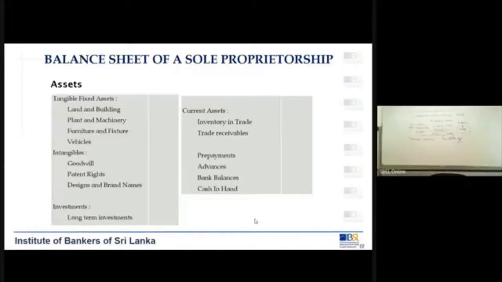The first item we have is called the tangible fixed assets. What do you mean by tangible fixed assets? The fixed assets which can be touched and felt. Secondly, we have the intangibles, where you can't touch and feel. So look at the items that are appearing there.